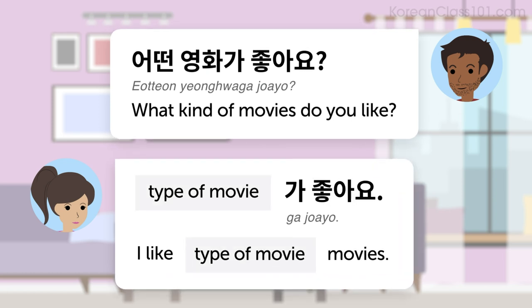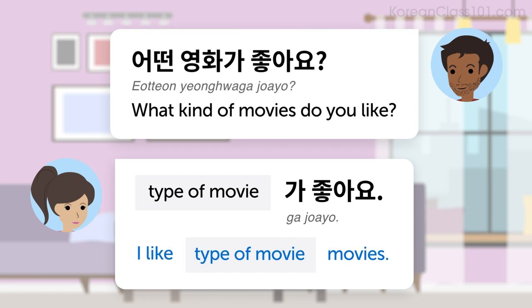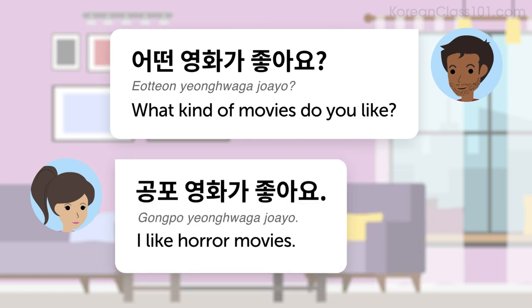The pattern is type of movie 가 좋아요. This Korean sentence literally translates as type of movie I like. But it means I like type of movie movies. For example, I like horror movies. 공포 영화가 좋아요.